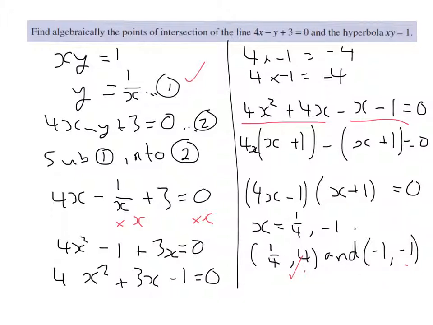Alright, let's just check the other point. So we have negative 1, negative 1. Let's substitute the points in again. 4 times negative 1, that's negative 4. And then minus negative 1, so that's negative 4 plus 1. That's negative 3, plus 3 gives you 0. And once again, we can put a tick here, and they both satisfy each equation, which means they are both points of intersection. Done.